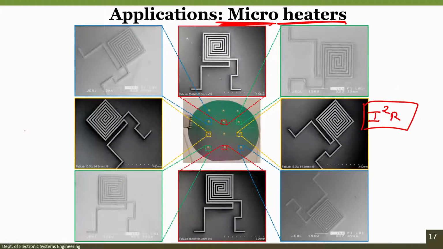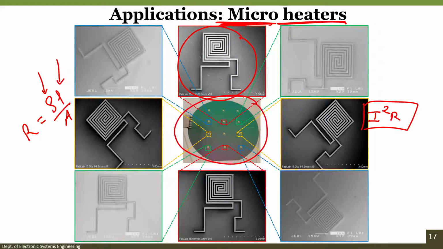The resistance of the coil can be calculated by rho L by A, where rho is the resistivity of the material, L will be length of the pattern, and A will be the area. So, here if I know the thickness, if I know the length, I can calculate the resistance of the heater. How to fabricate this micro heater? So, you can see here in the center there is a silicon wafer, right, and in the silicon wafer there are 12 micro heaters.